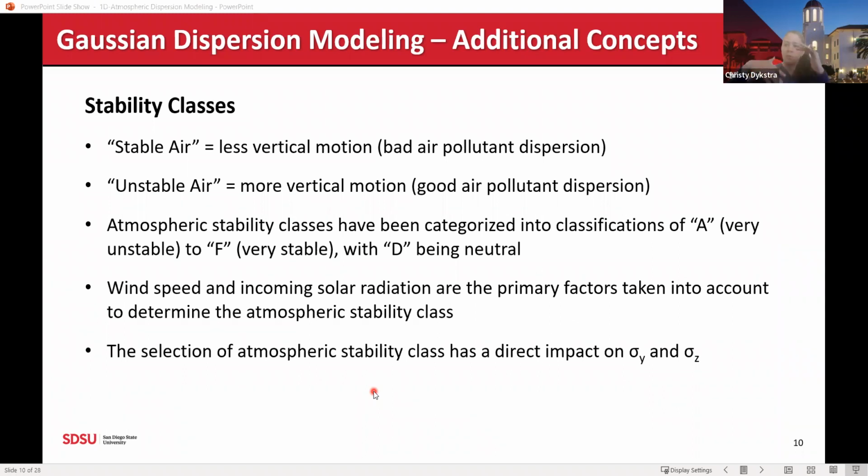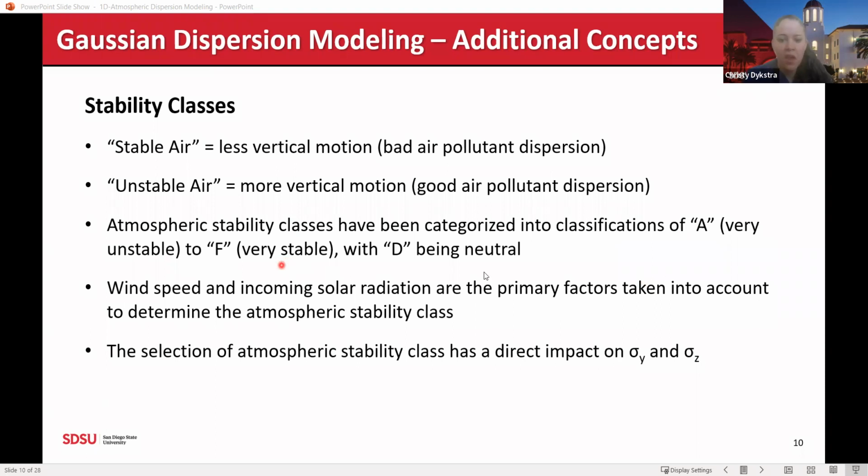Now, unstable air means more vertical motion. So that's good air pollutant dispersion. So lots of mixing, and so we'll have a lot more dispersion. It may mean the plume will hit the ground closer to the stack itself, but it also means that we'll probably have lower concentrations because we'll have better mixing and more dispersion of that air pollutant.